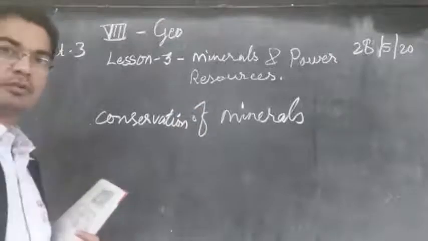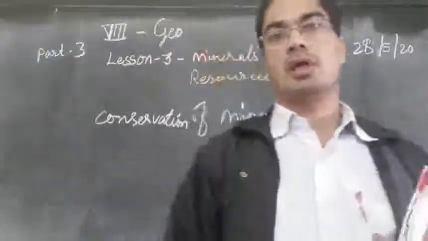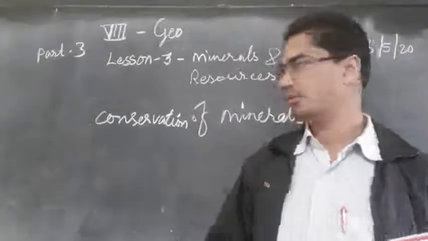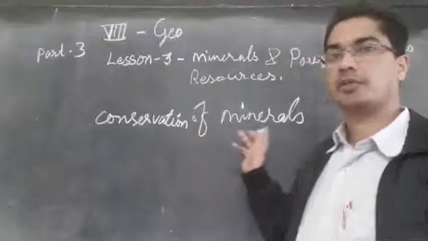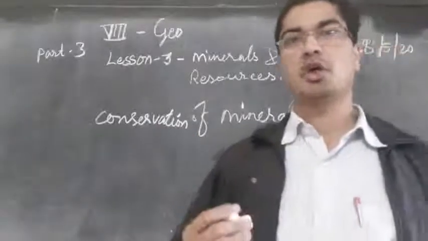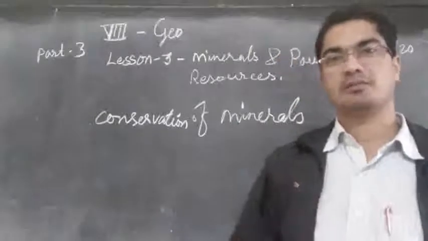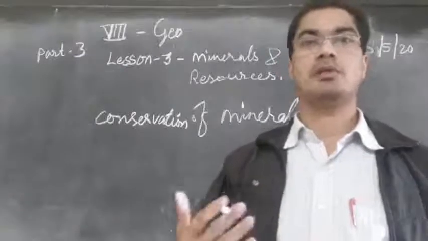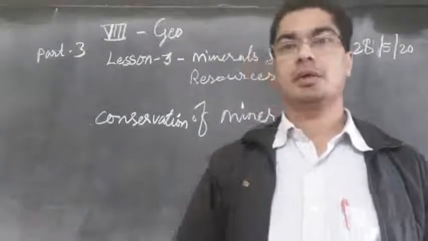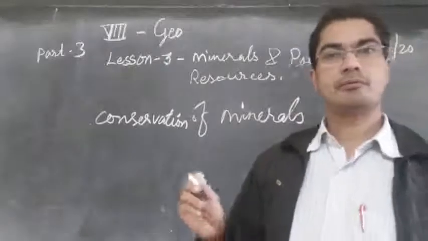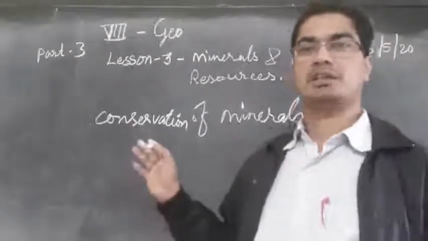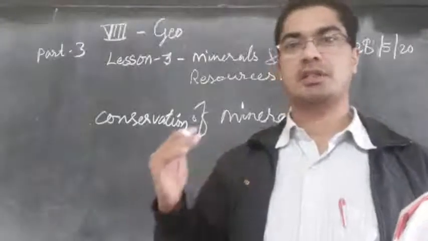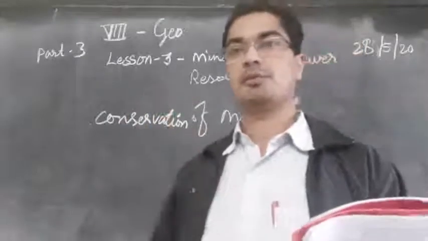So, conservation of minerals. As we said in the other classes, we need to conserve the land, we need to conserve the forest. The same way we need to do the conservation of minerals as well. Why? Because minerals are exhaustible. They are not inexhaustible. They are not renewable as well. So the more we use, the faster they will get over. So we need to make sure that these minerals, which are found in limited quantity, are not exhausted. We need to conserve them. We need to preserve them for future purposes as well.